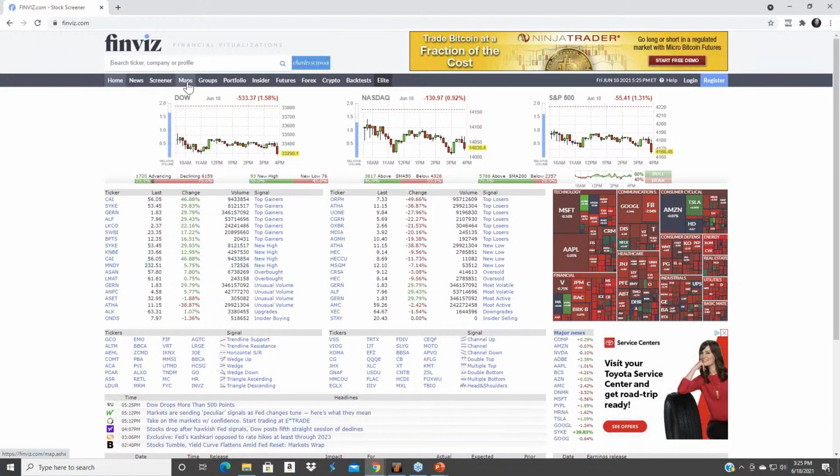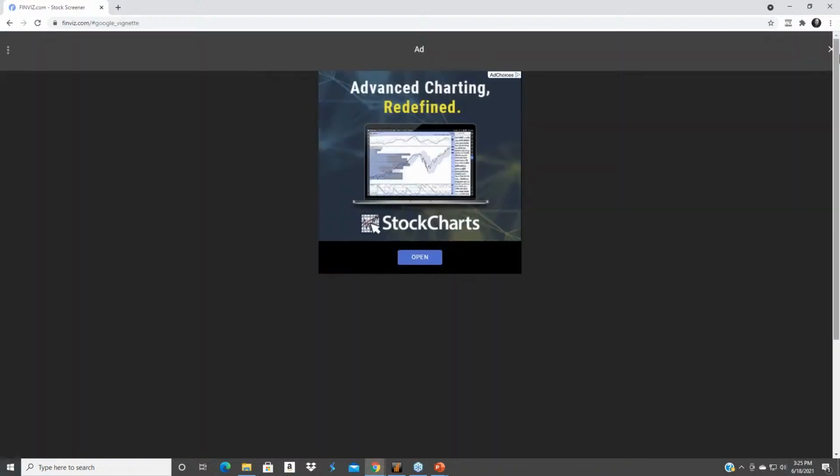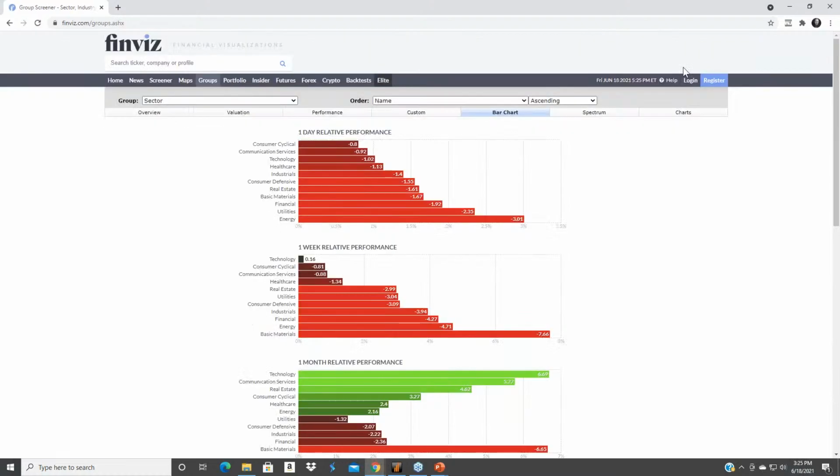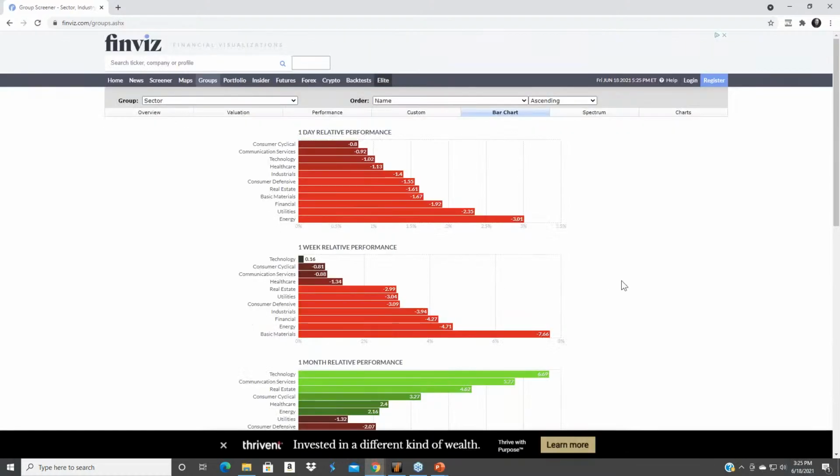But one of those is found under the groups tab on their site, finviz.com. And if you don't have a paid subscription, you'll see that you do get pop-up ads from time to time.